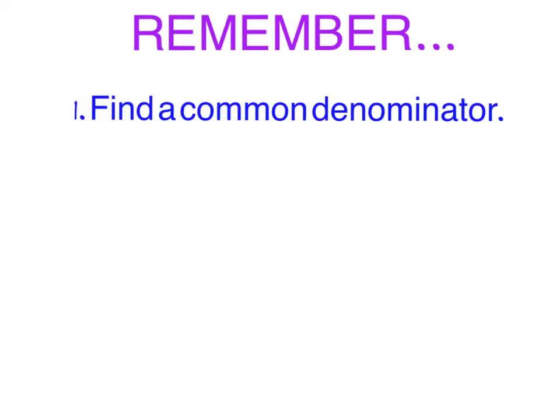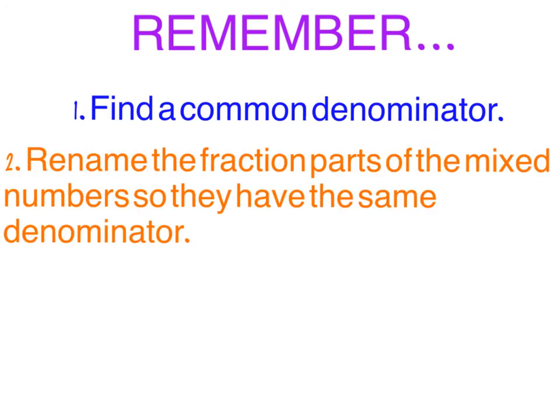Just as a quick reminder, here are all of the steps for solving addition problems with both like and unlike denominators. Number 1. First, you are going to find a common denominator. If both denominators already match, you can go ahead and skip this step and move on to step 2. Step number 2 is to rename the fraction parts of the mixed numbers so they have the same denominator. Remember, if your denominators already match, you get to skip ahead and go directly to step 3.